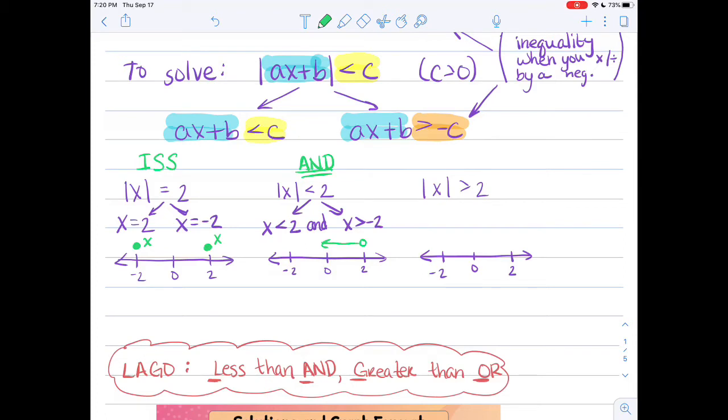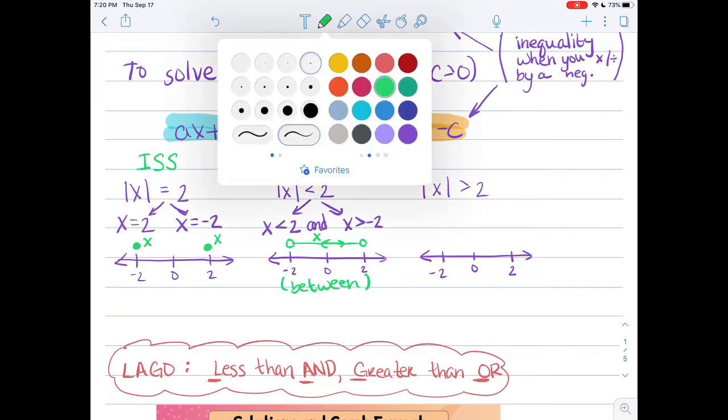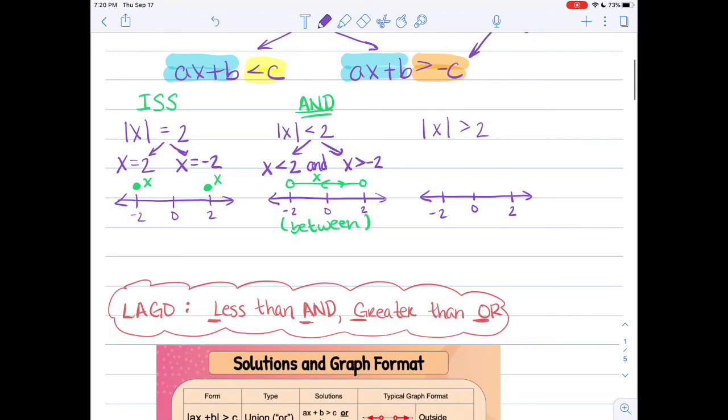But when I plot x is greater than negative 2, I have a dot here, and I'm headed in this direction. So notice that my arrows overlap. So basically, we have one straight line between those two points, and x is somewhere in between. So we call this the between case. This particular case, instead of writing it as two separate inequalities, can be rewritten because, as you notice, x is in between two numbers. So we can just say that negative 2 is less than x is less than 2. So we can rewrite it that way.